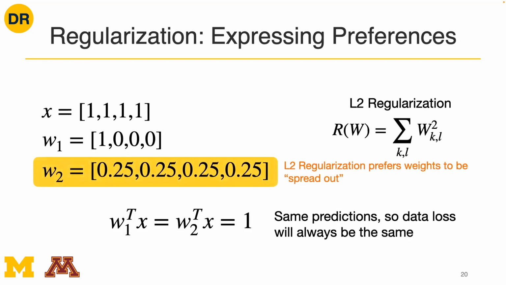So if you work through it, it actually turns out that the regularization for this w sub 2 will be 0.25 squared plus 0.25 squared plus 0.25 squared plus 0.25 squared. So overall, that's 4/16, so that's 1/4. Whereas the regularization term for the w sub 1 is going to be 1 squared, which is 1. So the model that has these more spread out weights over the dimensions of the input is going to have a lower regularization term and correspondingly be preferred based on this L2 regularization.